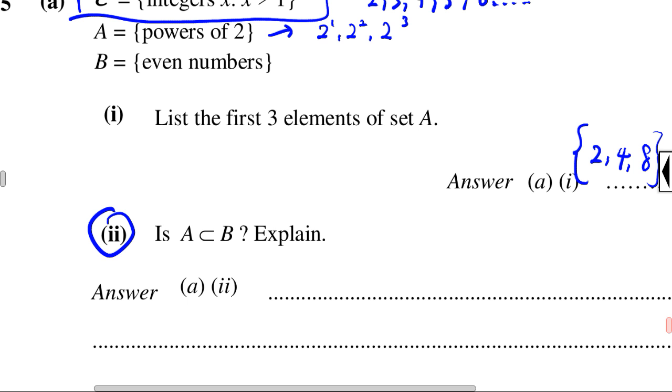Now, the tricky part here is actually B. B says what? Even number. So, is all even number power of 2? No, right? What is even number? 2, 4, 6, right? So in this case, 6 is not part of the power of 2.